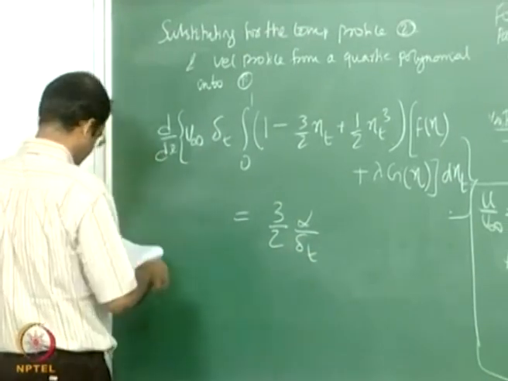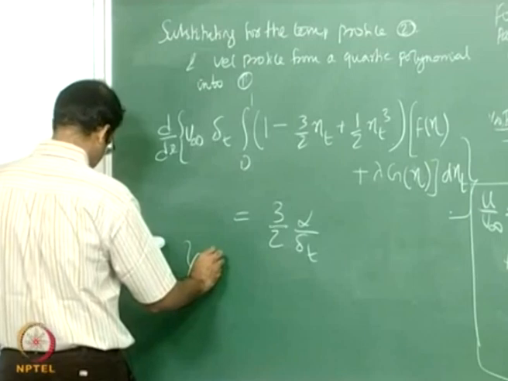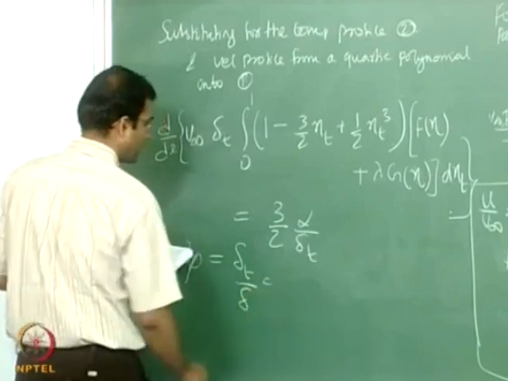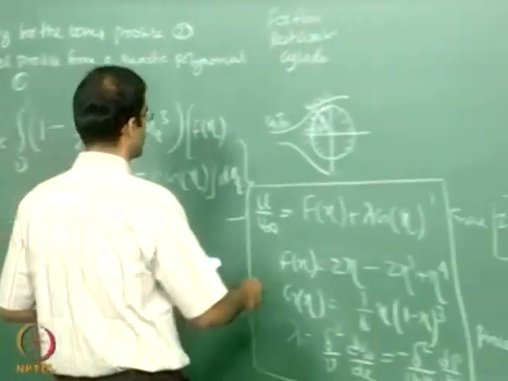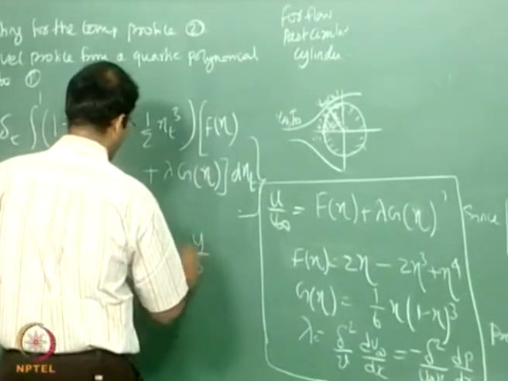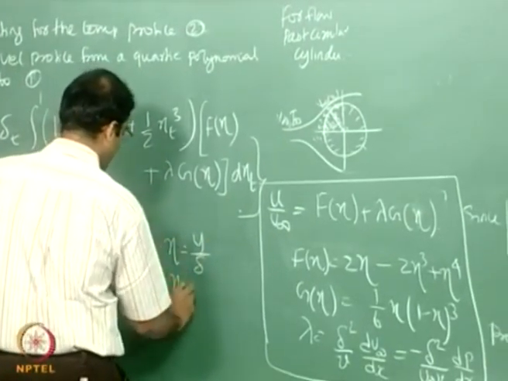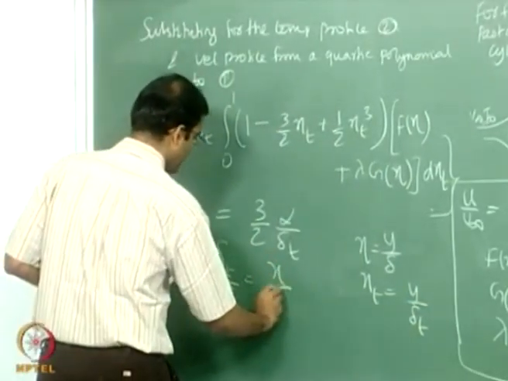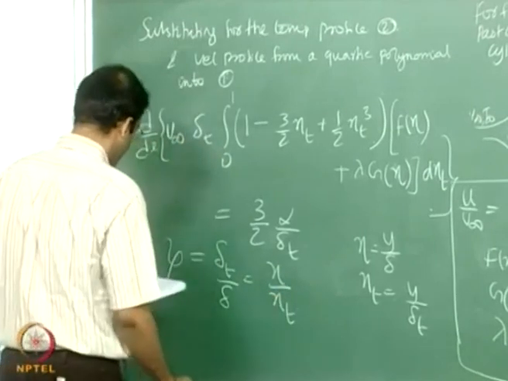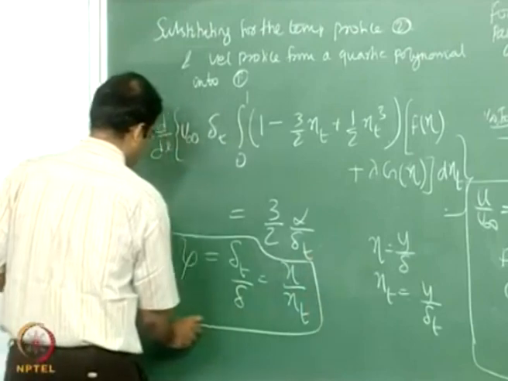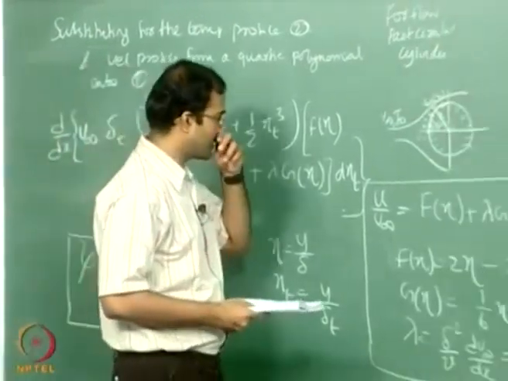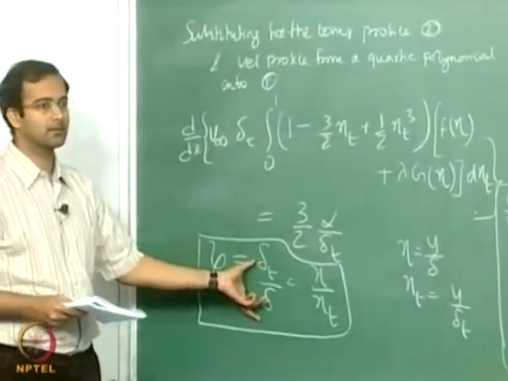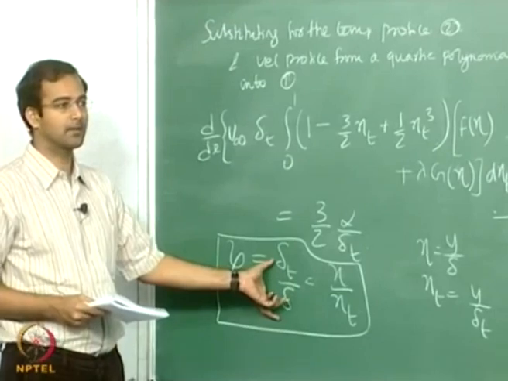Now we can introduce zeta, which is nothing but delta t by delta, and from the way that we have introduced y by delta as my eta, and eta t is equal to y by delta t, this is nothing but the ratio of eta by eta t. So I am just introducing a parameter called zeta. Now for a given Prandtl number, you know that this delta t by delta is a function of Prandtl number, so this becomes fixed for a given Prandtl number.